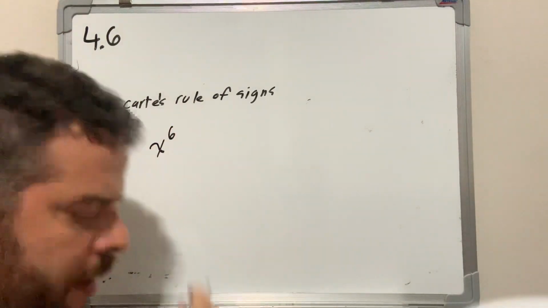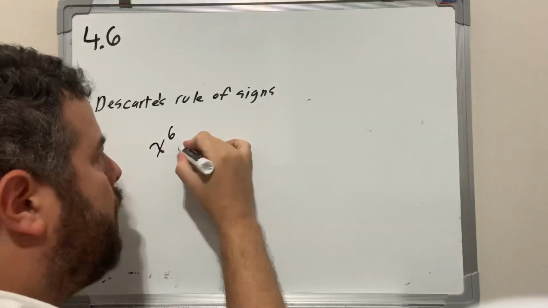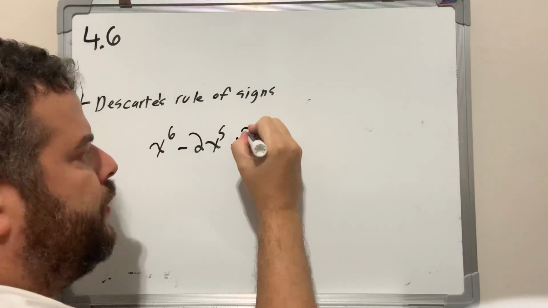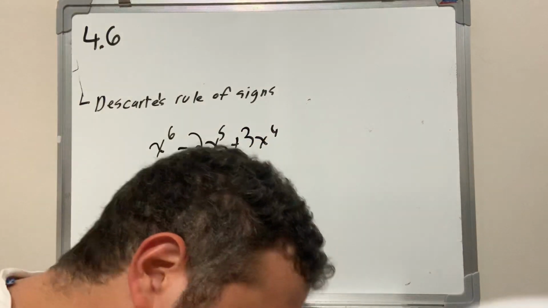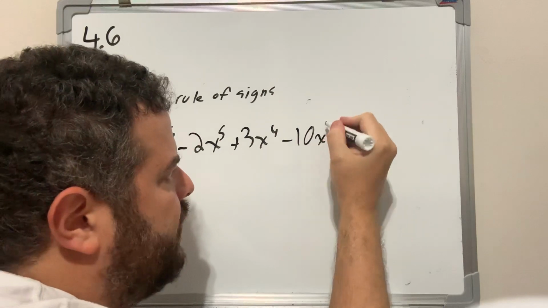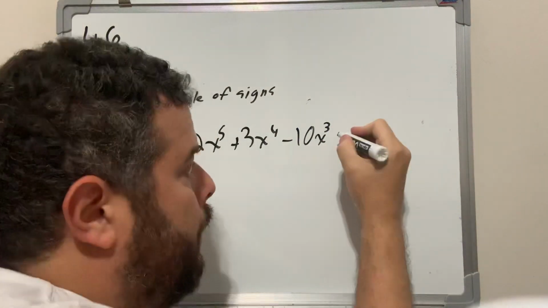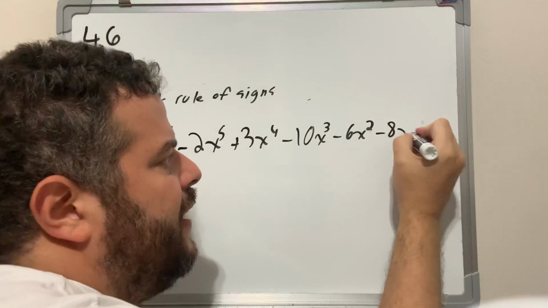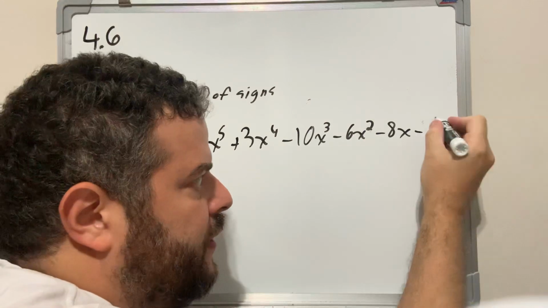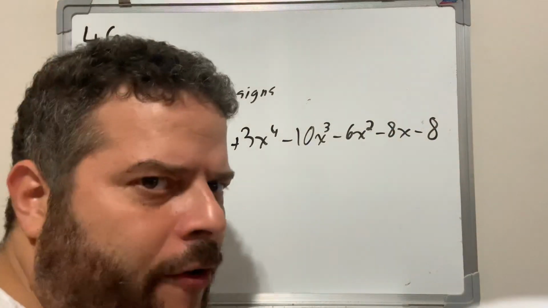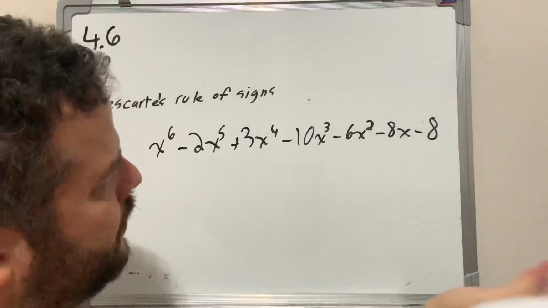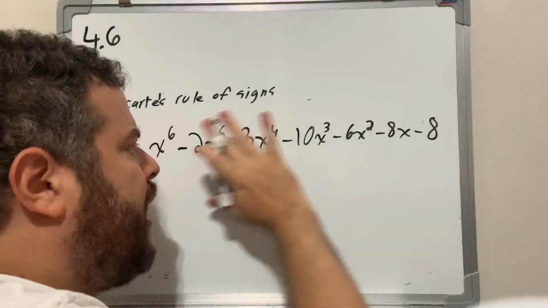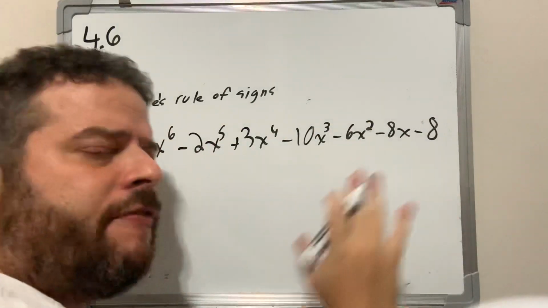I have x to the power 6 minus 2x to the 5 plus 3x to the 4 minus 10x cubed minus 6x squared minus 8x minus 8. Now this is more or less what you can expect in a test. A lot of terms, a lot of sign changes. So let's begin with the sign changes. Note, I just copied my polynomial and I'm checking for sign changes.